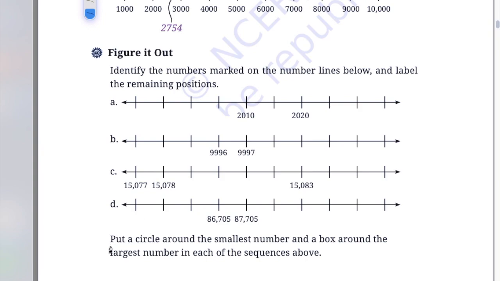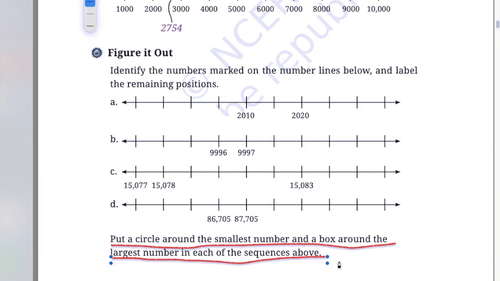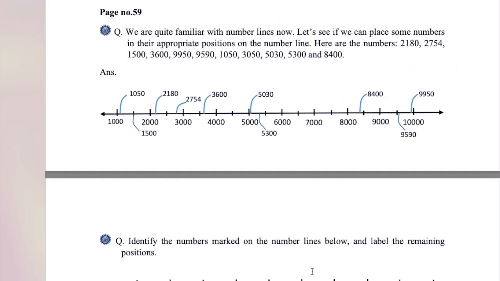Okay, and what you have to do after labeling the remaining positions: put a circle around the smallest number and a box around the largest number in each of the sequences above. There are 4 number lines, so you have to label the remaining positions and mark the number lines. Okay, so you draw in the notebook and solve. I'm showing you the solution. We have done the first question there. These questions are given here as well.